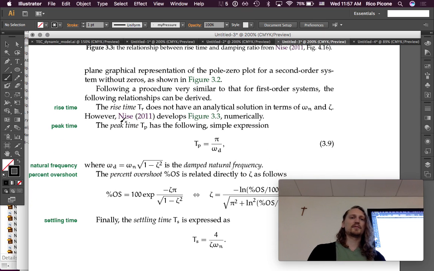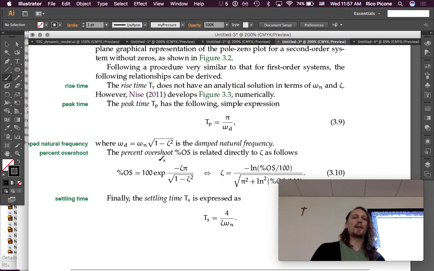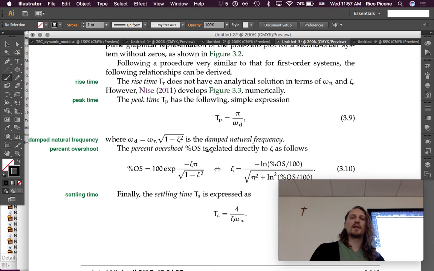Okay. The peak time has the following simple expression. So the peak time is pi divided by the damped natural frequency. So that's convenient. The percent overshoot is related directly to zeta as follows. So the percent overshoot is related to zeta here.